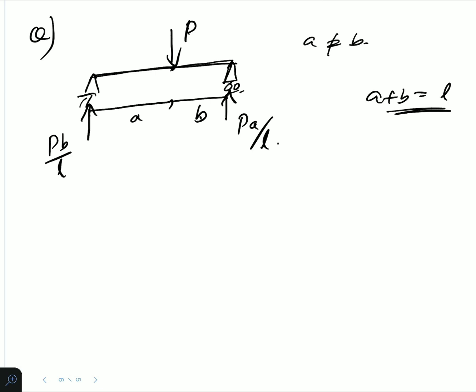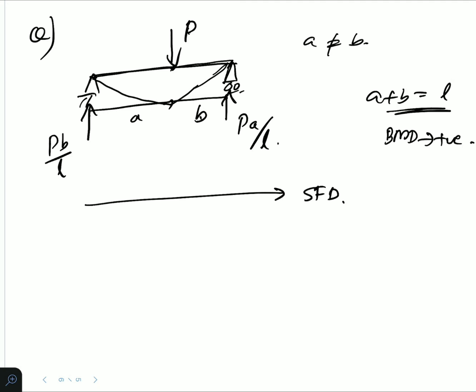Now we will have to draw the shear force diagram. See, the elastic curve will be somewhat similar to the other case. It will be like this. So we know that it is a sagging case. So bending moment diagram will be positive. So see the shear force diagram. This force is moving upward. Okay. So here the value will be PB by L. This value will be PB by L.